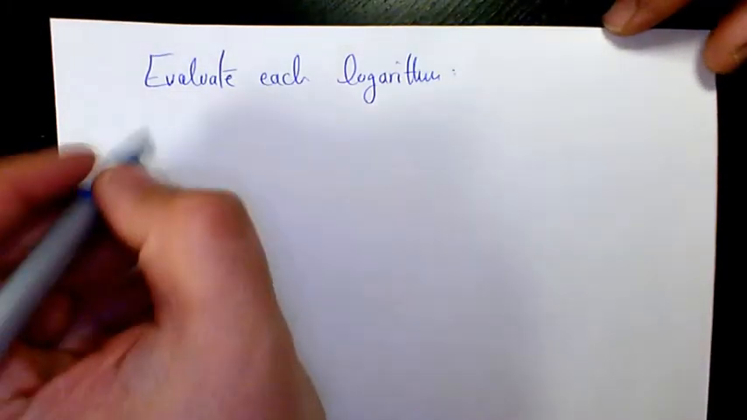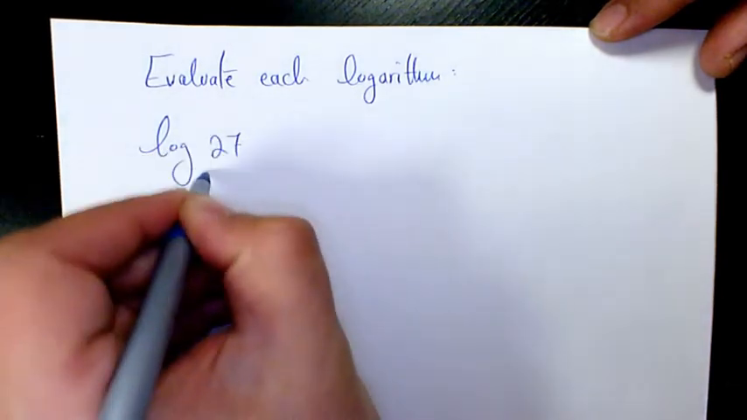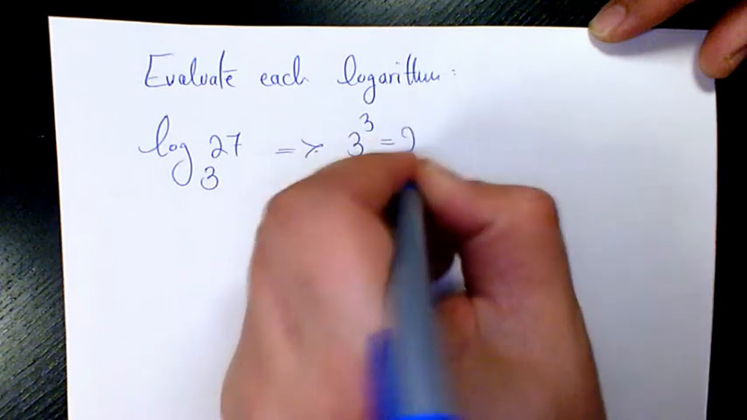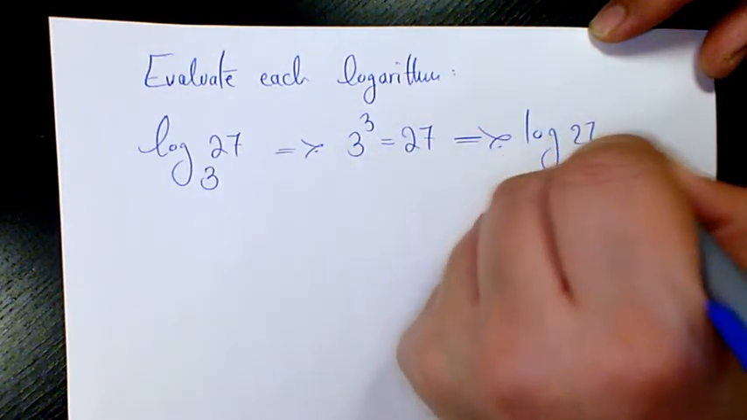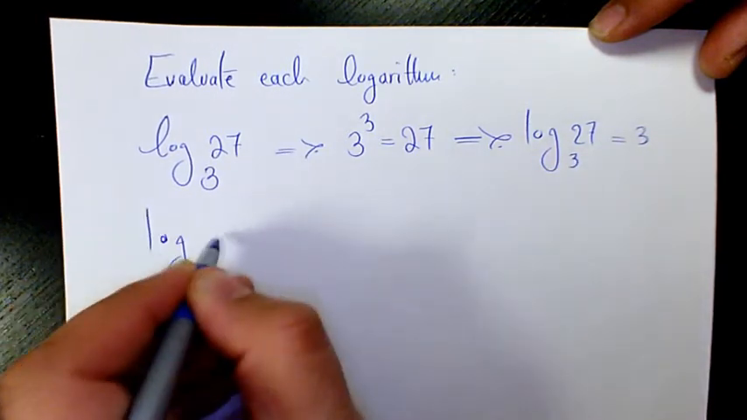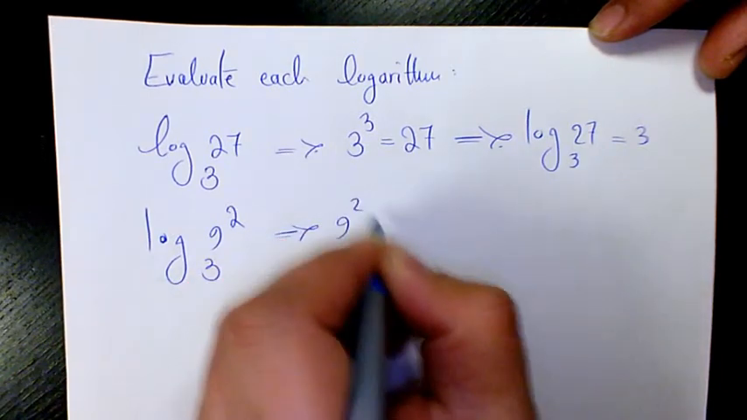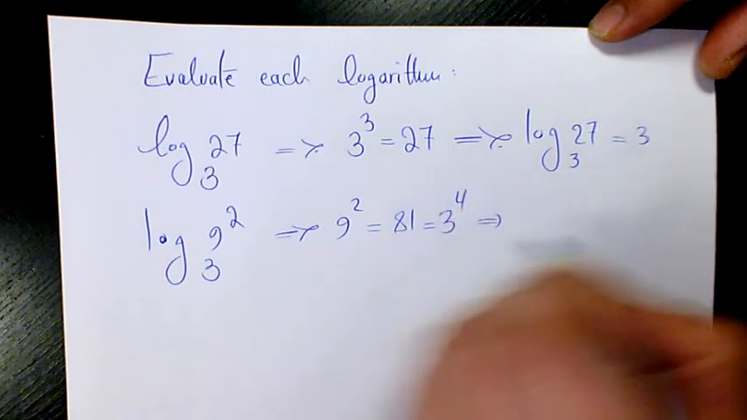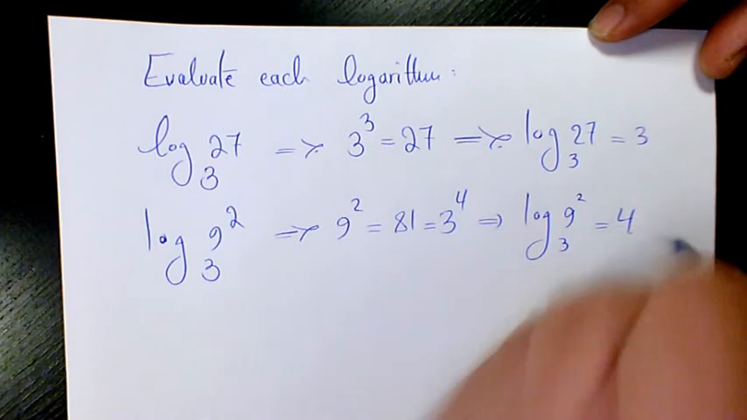Evaluate each logarithm. Log 27 base 3. Now 3 to the power of 3 is 27. So log 27 base 3 is going to be 3. Log 9 to the power of 2 base 3. 9 to the power of 2 is going to be 81, which is going to be equal to 3 to the power of 4. So log 9 to the power of 2 base 3 is going to be 4.